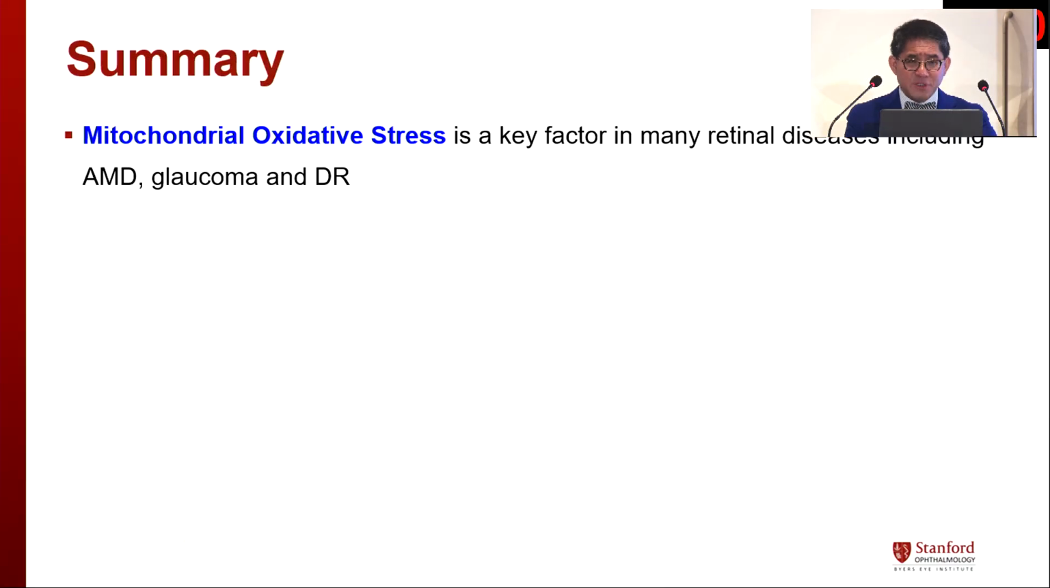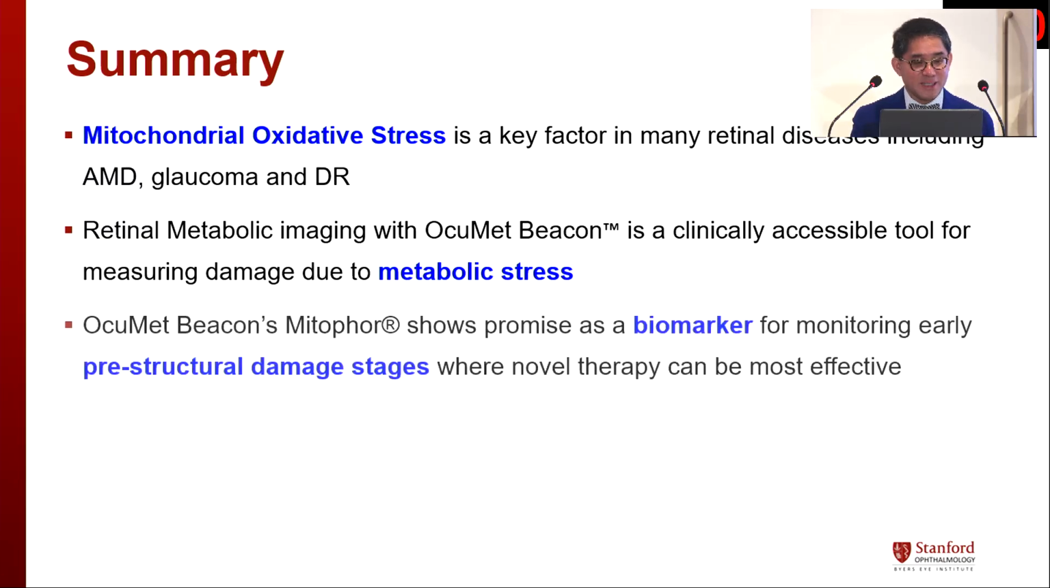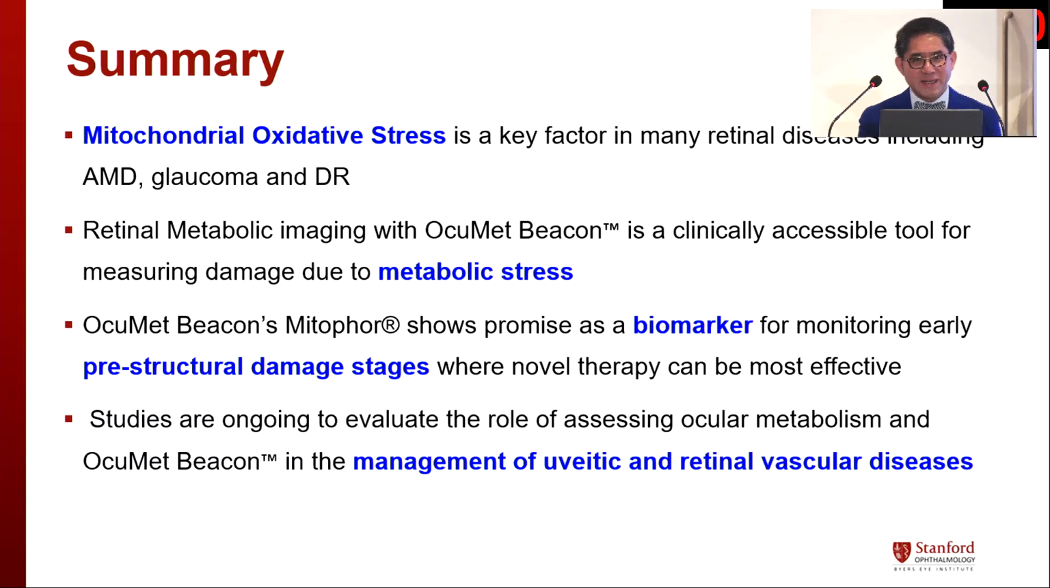So in summary, what I've shown you is a new concept, at least for the field of uveitis, that looks at mitochondrial oxidative stress, which is a key factor in many retinal diseases, including AMD, glaucoma, and diabetic retinopathy. In this case, using this new technology, we are measuring damage due to metabolic stress. Our disease certainly has pre-structural damage. So finally, we want to find out whether this technology can help us manage our patients with vascular disease better or not. I know we have a little bit of time, so I'm taking a little longer, but we will make sure we stay on time.